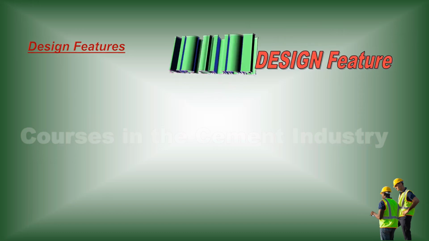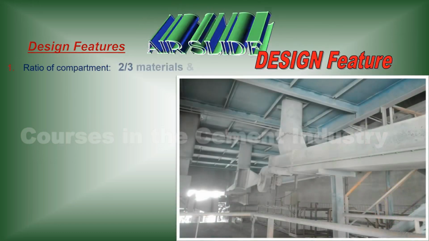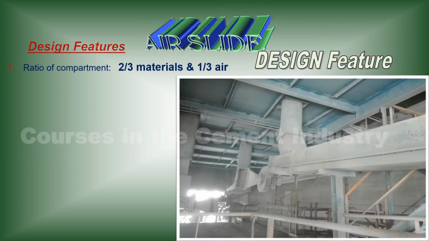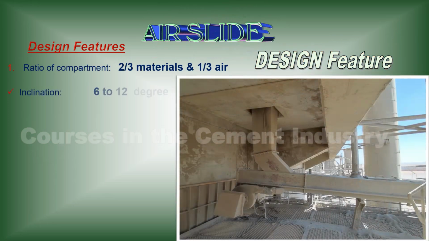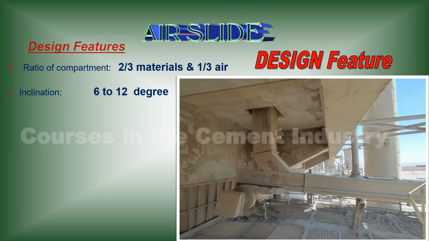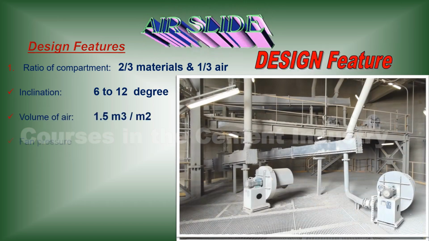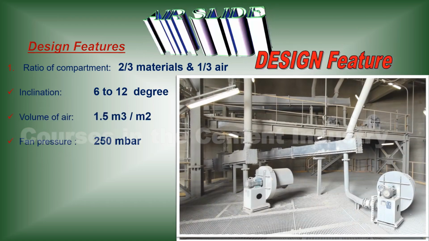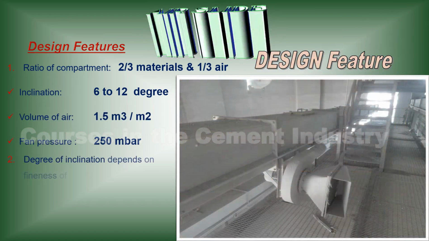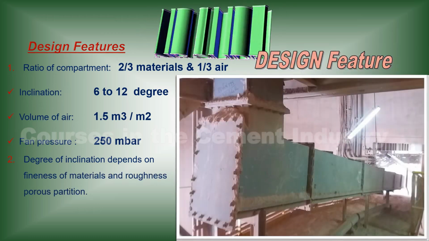Design features for air slide. 1. Ratio of compartment: 2/3 materials and 1/3 air. Inclination: 6 to 12 degrees. Volume of air: 1.5. Fan pressure: 250 millibar. 2. Degree of inclination depends on fineness of materials and roughness of the porous partition.